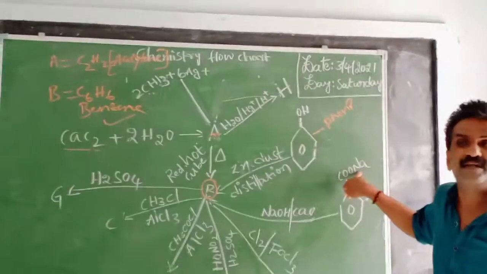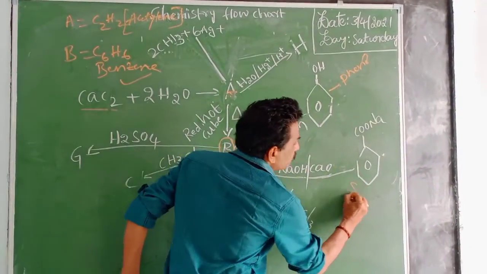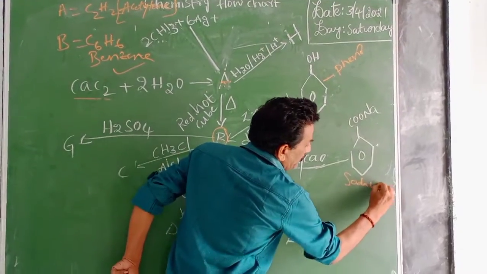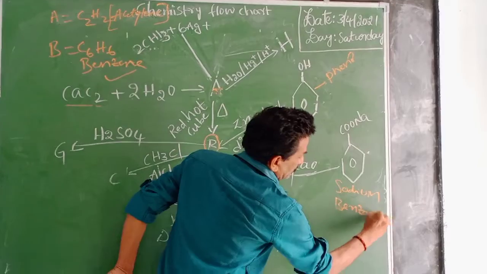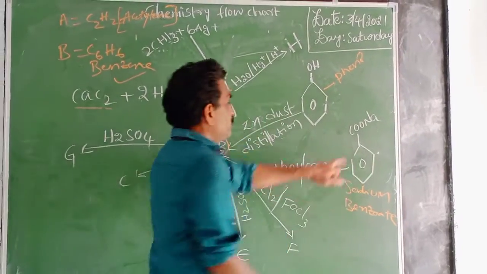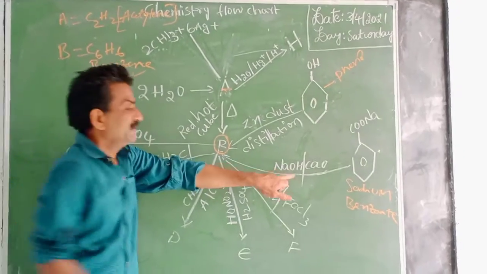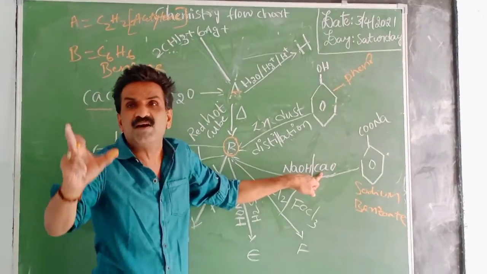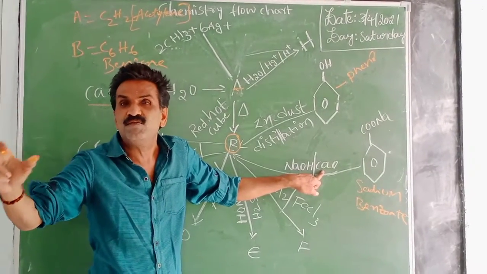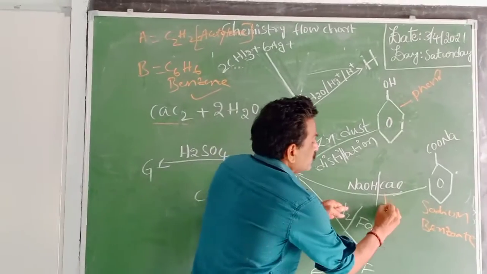Sodium benzoate. Sodium benzoate is treated with soda lime. What is soda lime? A mixture of sodium hydroxide and calcium oxide is called soda lime.